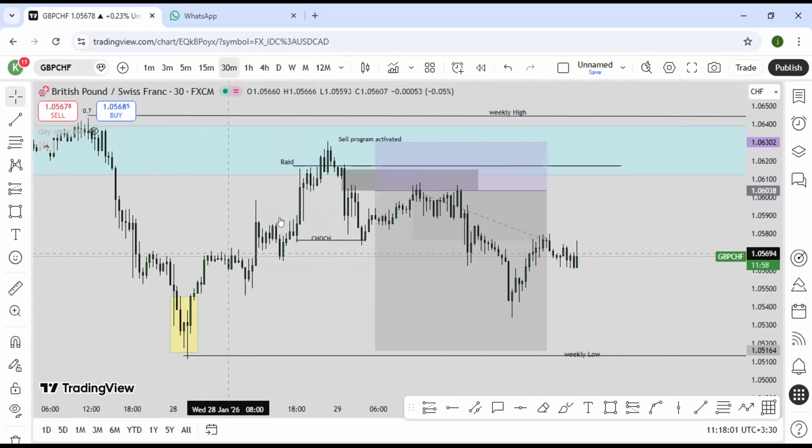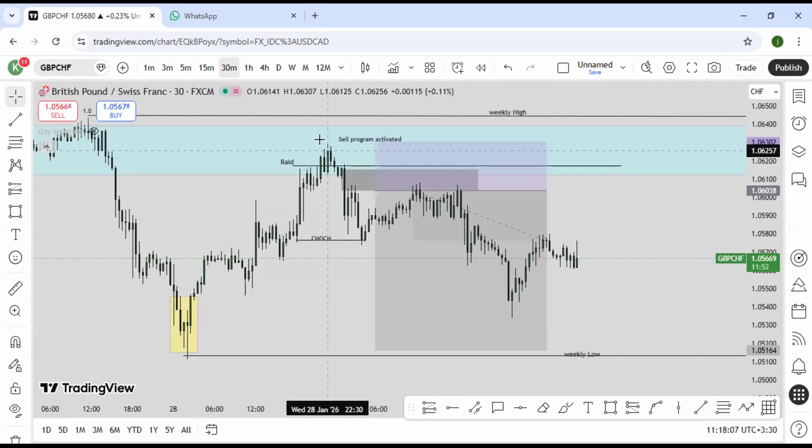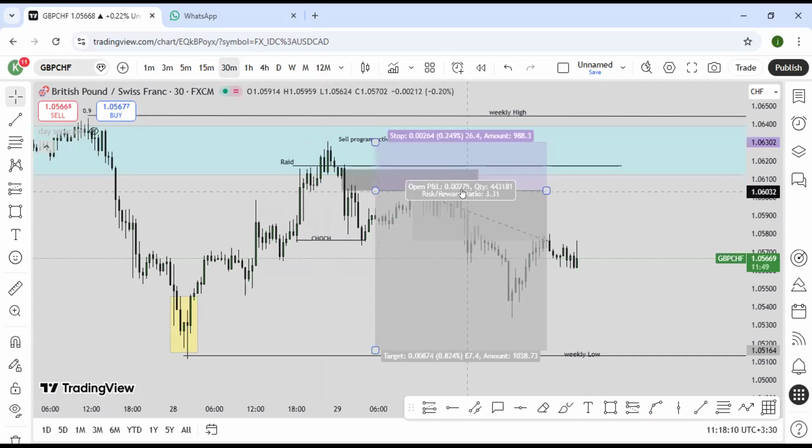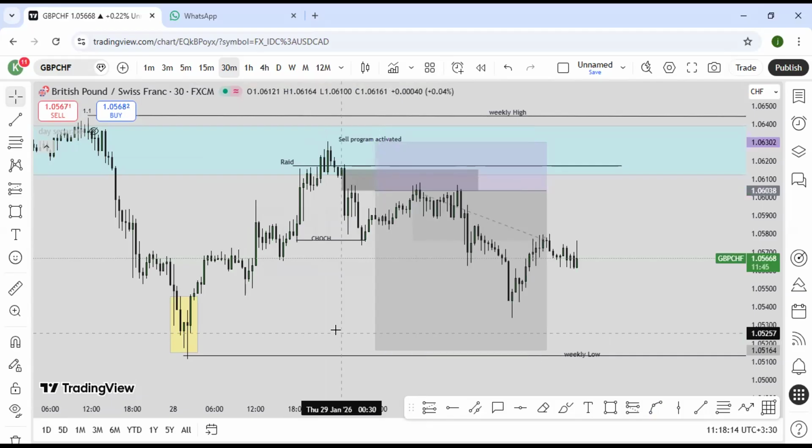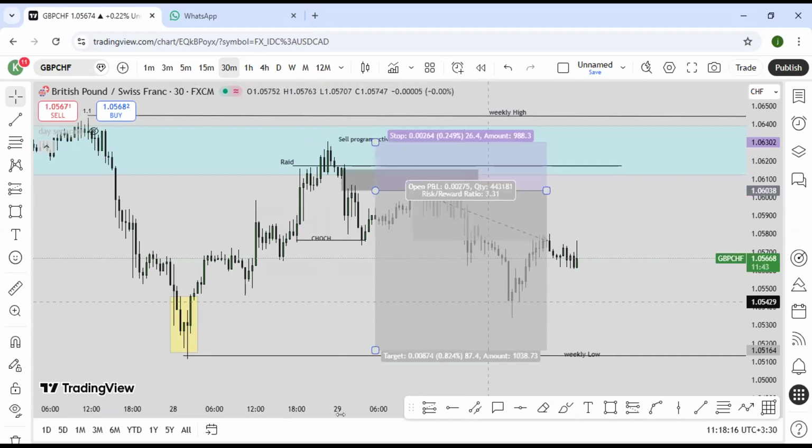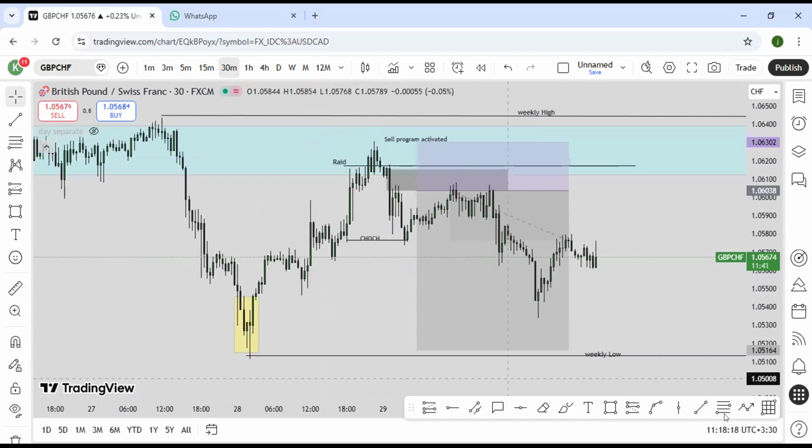So it went here. Yesterday was Thursday. This move was Wednesday. You're getting it. Then it created a range. Then Thursday, yesterday, we traded the sell. That's how you trade. This is a market maker sell model.